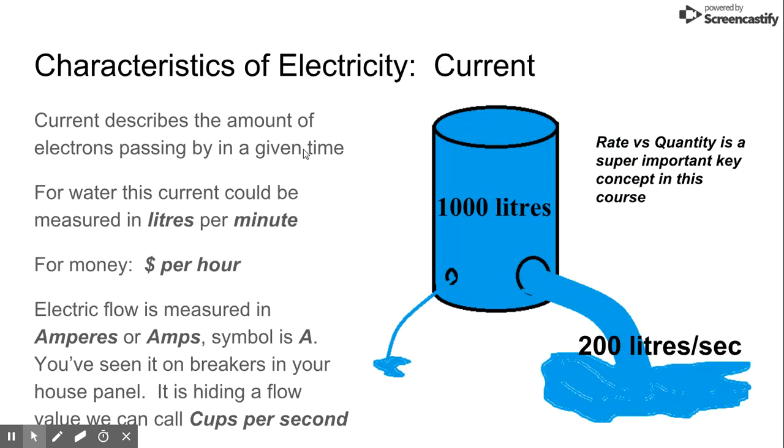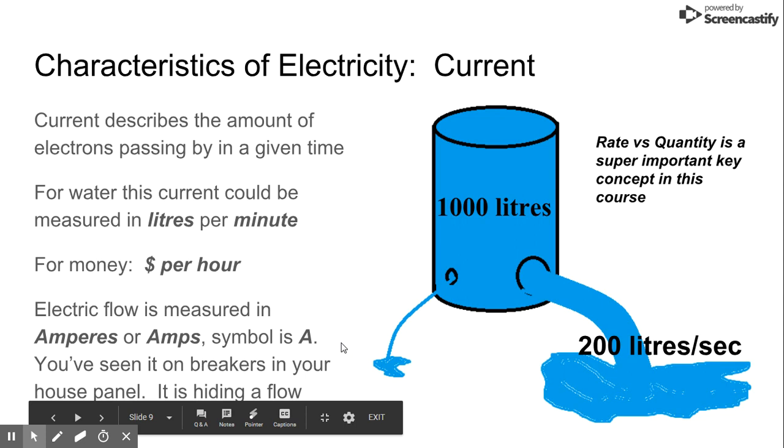The characteristics of current electricity is that it flows. We already talked about rates before, liters per minute, dollars per hour. Okay, it's a flow rate. This is a total. This is a flow rate. The flow rate in electricity is called an amp. And you go, what is an amp? It is basically the equivalent of liters per second.